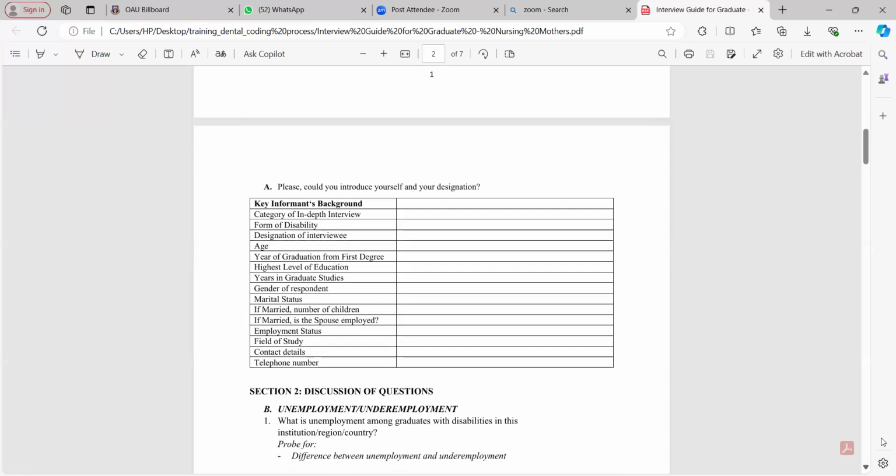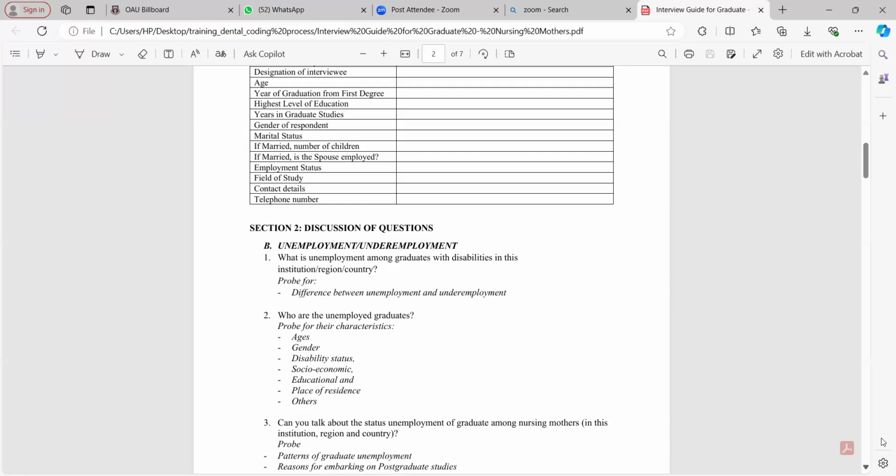So what is unemployment among graduates with disabilities in this institution, region, or country, depending on what you want to know. But in this study, we wanted to know about their institution, the region of their country. So if it's the 6 zones of Nigeria, then in the country itself.